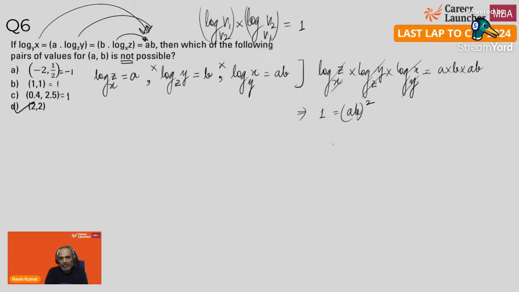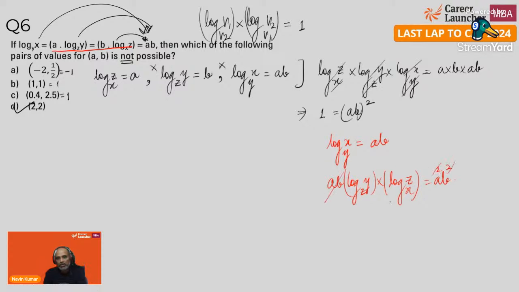See, basically, we have log x to the base y equal to ab, and if I multiply these two, I will be getting ab log y to the base z into log z to the base x. This is equal to ab square, sorry, so ab gets cancelled out. z cancels out, and we will be getting log y to the base x is equal to ab. So log x to the base y is equal to ab, and log y to the base x is also equal to ab.